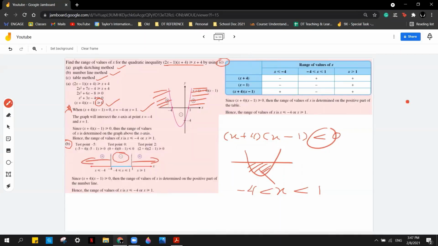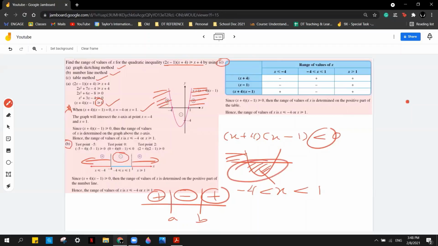Usually this one is not advised because a lot of students get confused about which part to take. It's actually the same. Always remember, when you get the roots, let's say A and B, the center is negative and the outside is positive. It's as simple as that. If it's more than, you take the outside; if it's less than, you take the inside part.